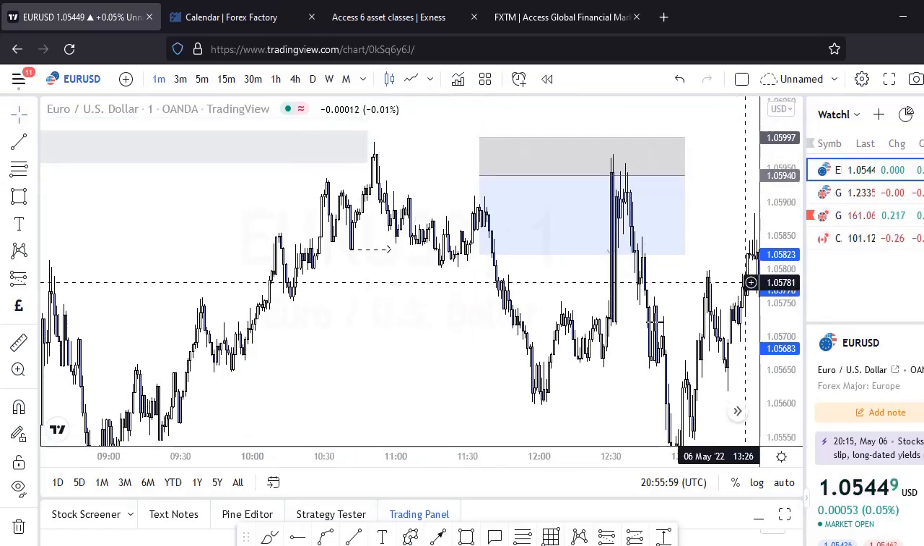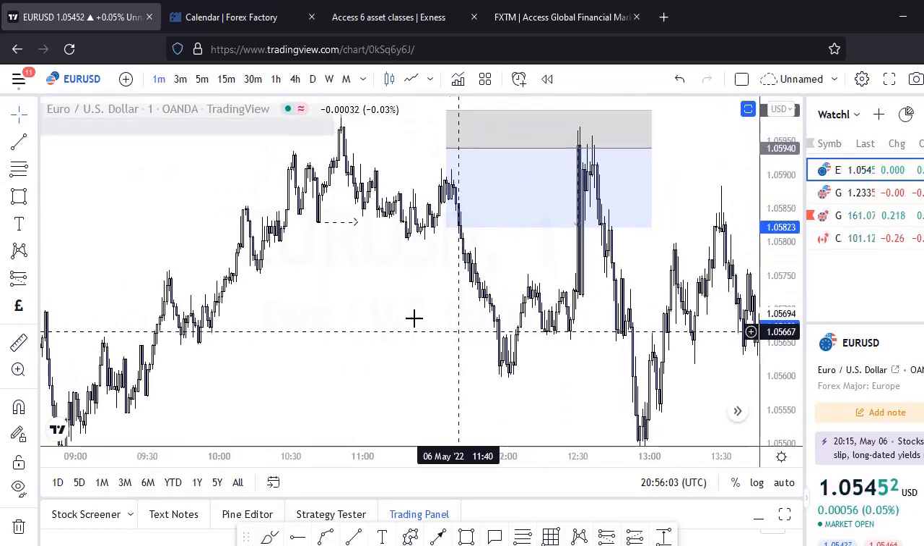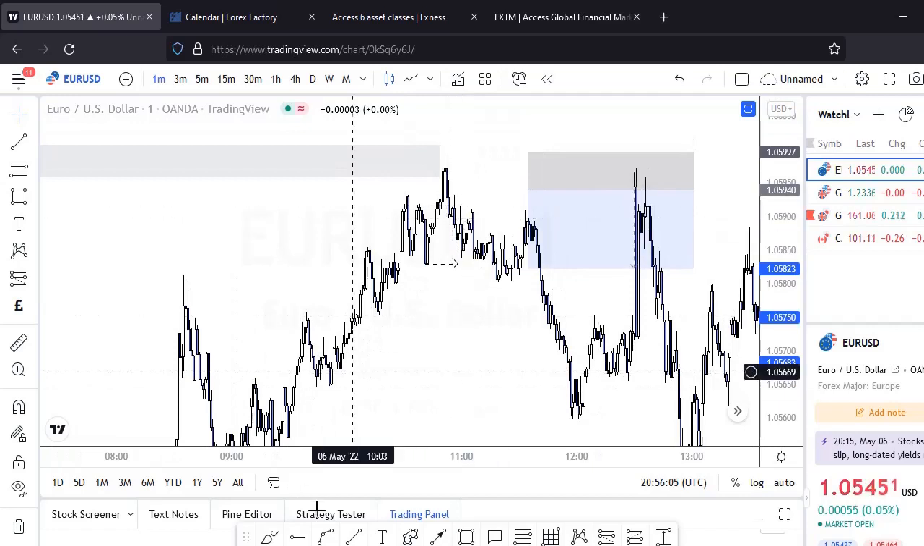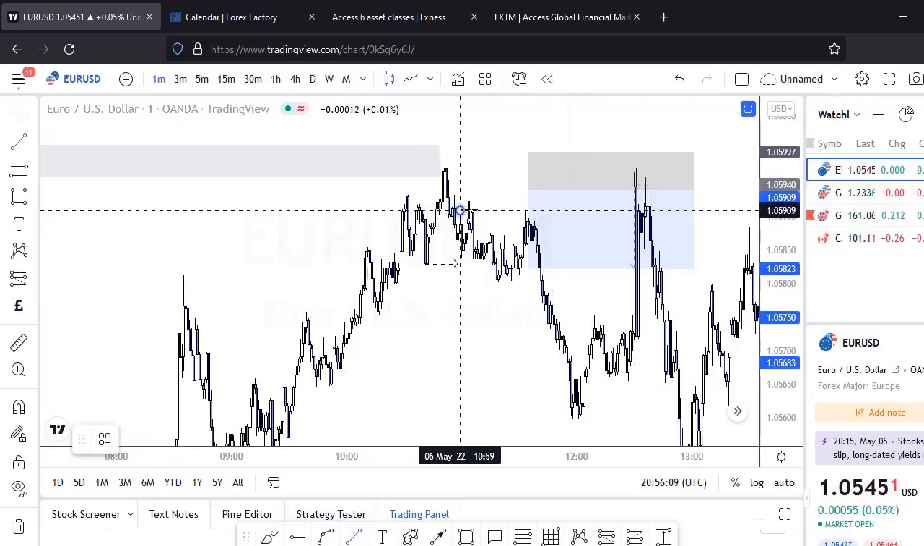So what can we see after they mitigated that area? And let me show us guys something also. What gave me more confidence that our price will come back here for mitigation? We have these equal highs.